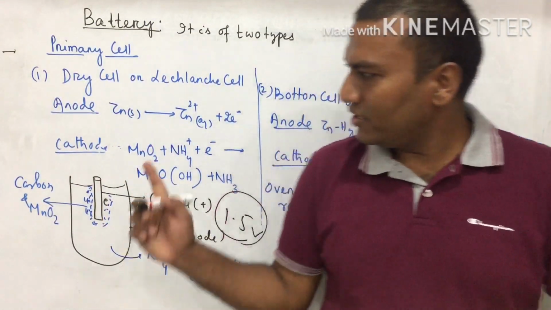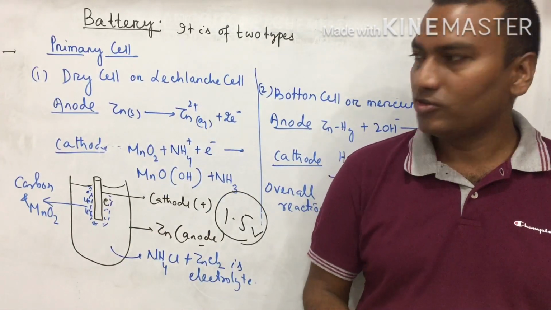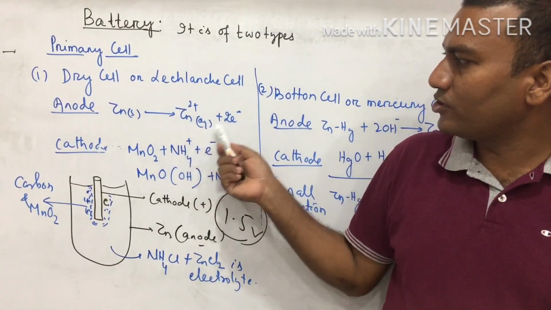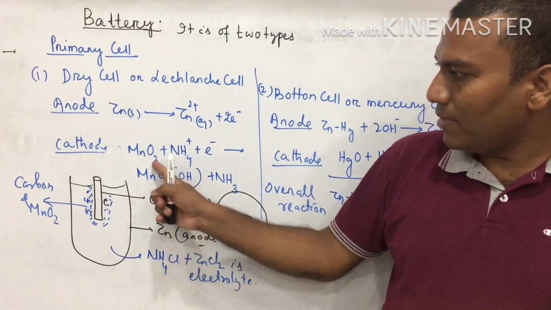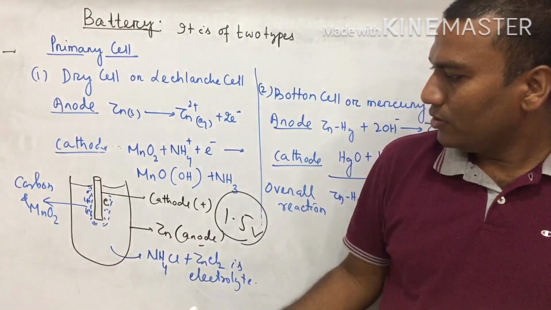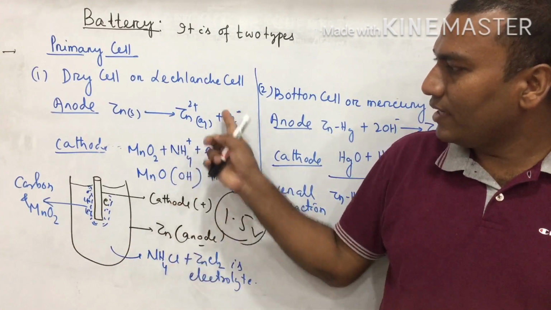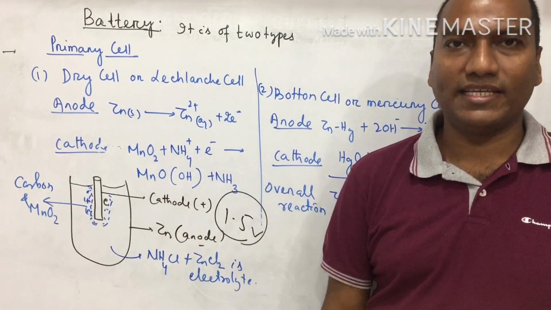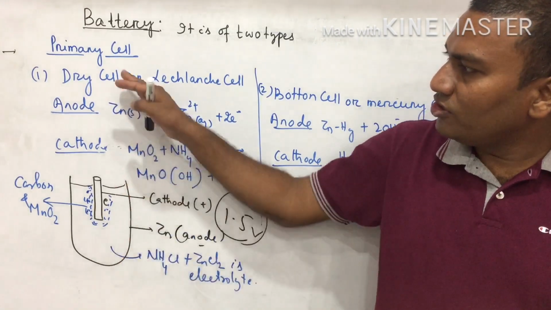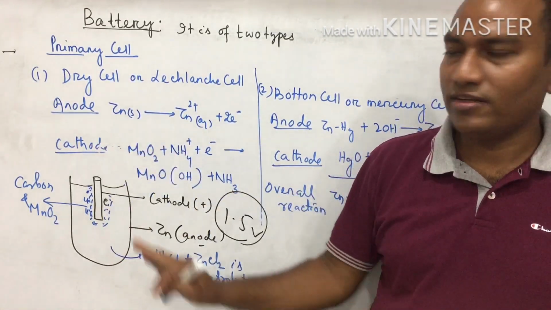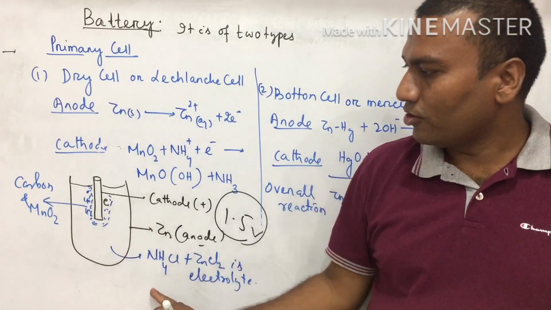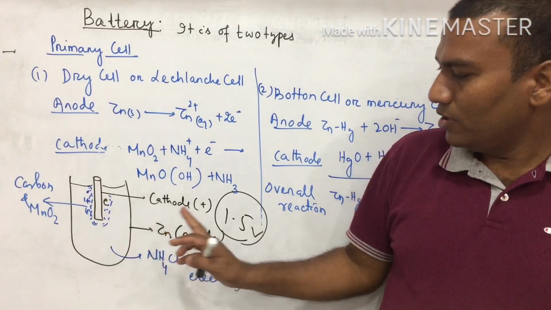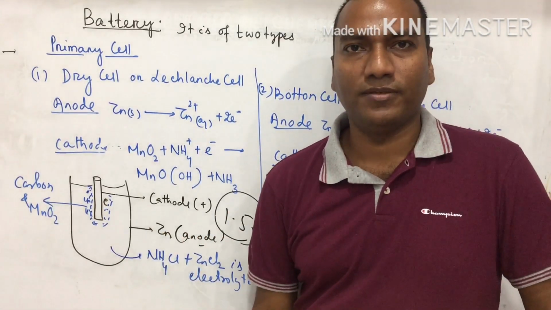1.5 volt. So this reaction is not reversible. At the anode, zinc loses electrons: Zn gives Zn2+ plus 2e. At the cathode, MnO2 and the ammonium ion gain electrons. It gives manganese oxide or hydroxide plus ammonia gas. Understood? So this is the dry cell reaction: anode reaction, cathode reaction, electrolyte, electrodes, positive, outside negative, and potential difference is 1.5 volt. Clear?